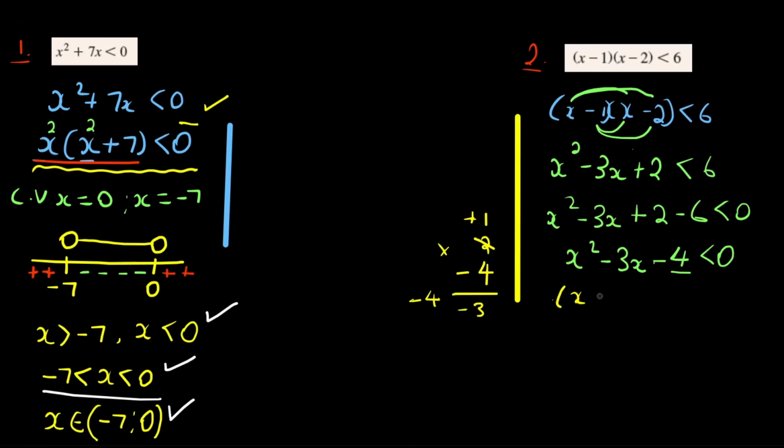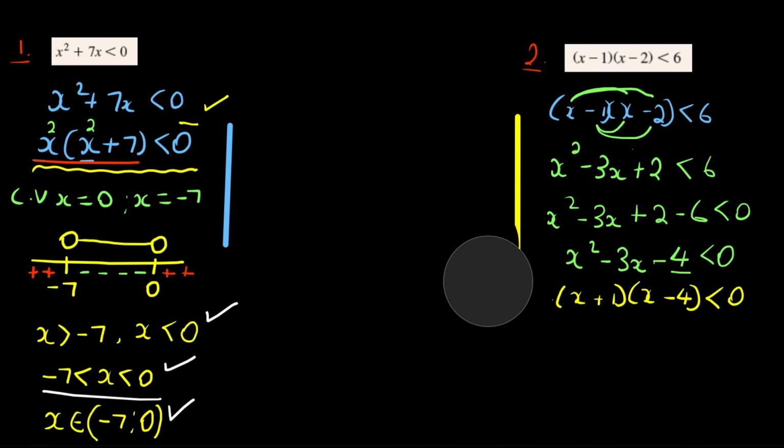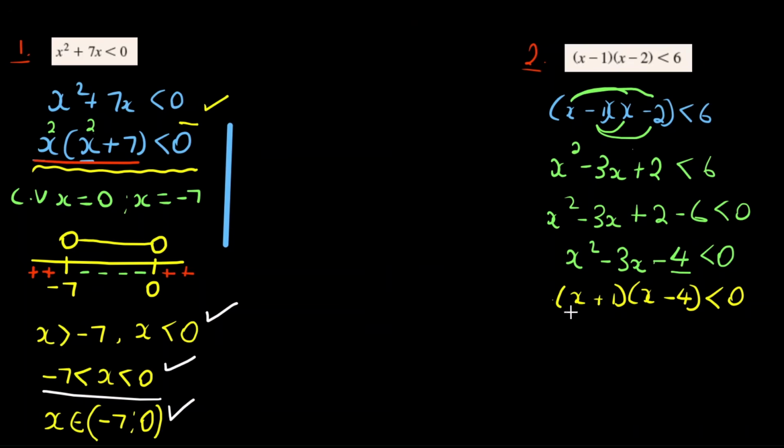So we'll have x plus 1, x minus 4, is less than 0. So go back and identify our factors again. From my equation, what values of x can we substitute here that will give us 0? We can see that our critical values are x equals negative 1 and x equals 4. Our critical values help us sketch our number line. So we'll go and sketch our number line.